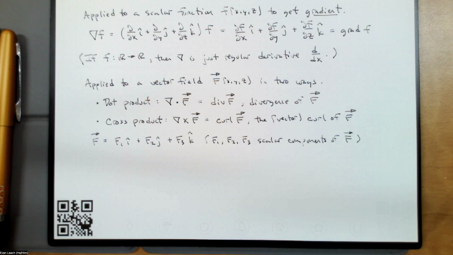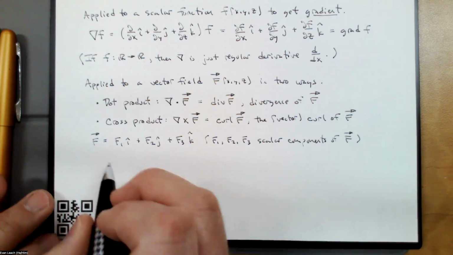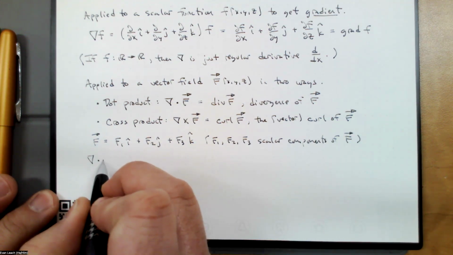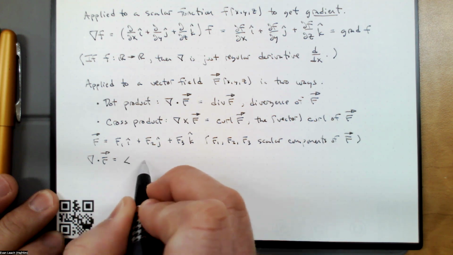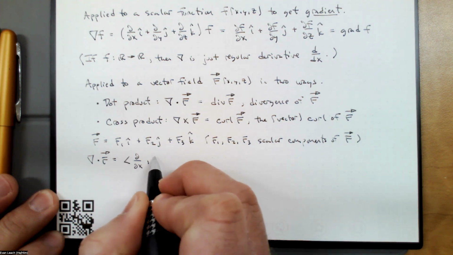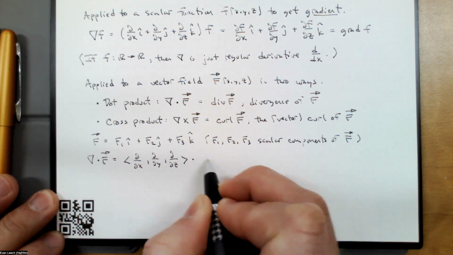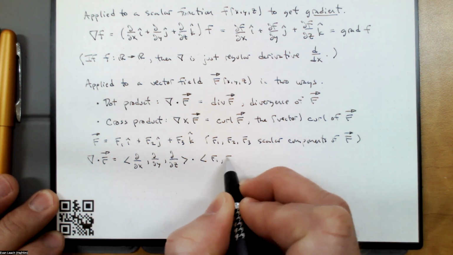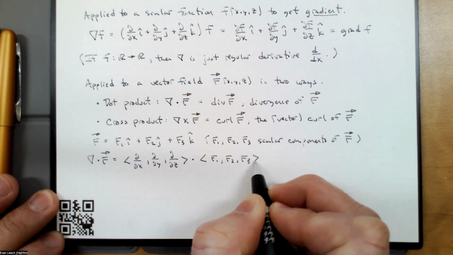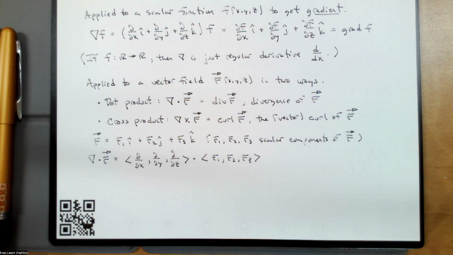If we take del dot F, we find the dot product. That's the partial with respect to X, partial with respect to Y, partial with respect to Z, dot F1, F2, F3. We know that this is going to be a scalar because the dot product is always going to be a scalar. And we can see what we need to do: partial with respect to X of F1 plus partial of F2 with respect to Y plus partial of F3 with respect to Z.